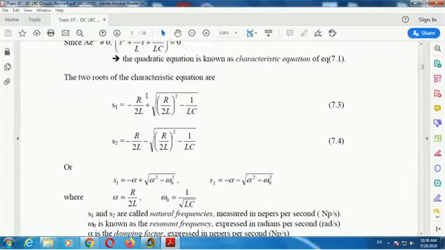Or you can write them in terms of alpha: S equals minus alpha plus or minus the square root of alpha squared minus omega naught squared, where alpha is equal to this one and omega naught is equal to this one. These give S1 and S2.